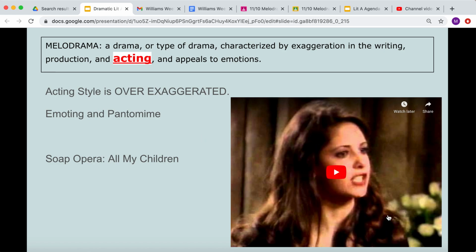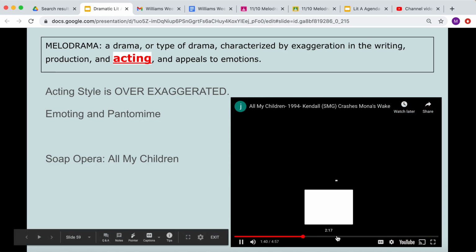So this video takes place at a funeral. It's from the soap opera All My Children, and this woman is crashing a funeral, and there's an argument that happens.